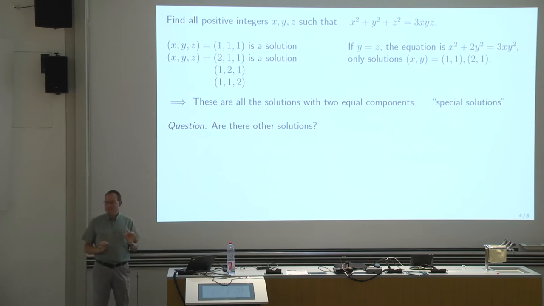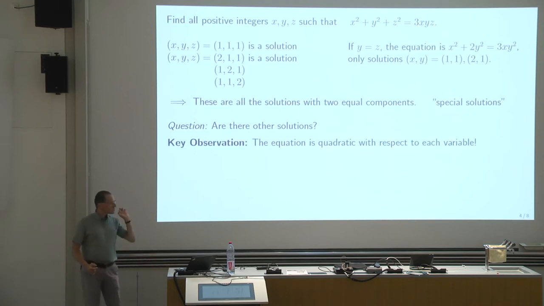Now, here is the idea. This is a brilliant idea. The equation is quite complicated. But the equation, if you fix two of the variables, if you fix their values, how does the equation look like as an equation for the third variable? What kind of an equation is it? Not a linear, because let's say I fix the values of x and y, I fix some numbers, and I look at what remains as an equation for z. Quadratic equation, absolutely. The equation is quadratic with respect to each variable separately. If you assign values to two of the variables, you get the quadratic equation for the third variable.